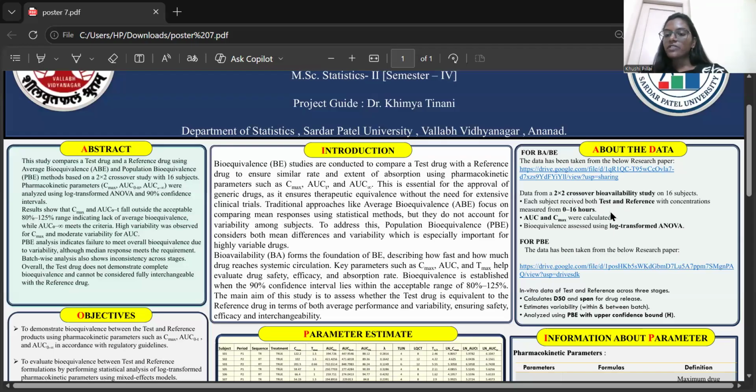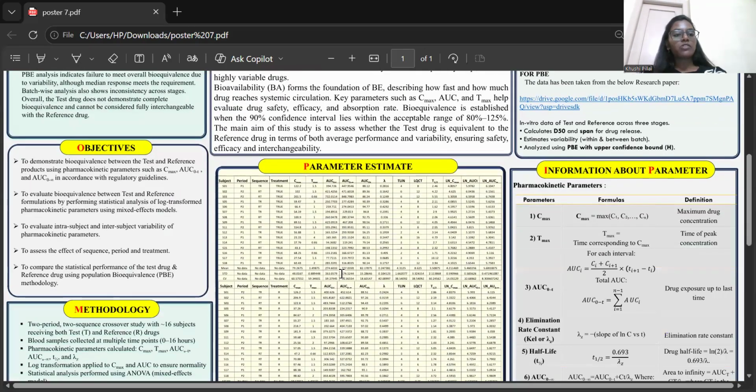Concentrations of test and reference were given for 0 to 16 hours, and for PB, we have taken the data from a research paper, where the active ingredient is budesonide. The objective of the study is to demonstrate bioequivalence between the test and reference products using pharmacokinetic parameters such as AUC 0 to T, AUC 0 to infinity and Cmax in accordance with regulatory guidelines.